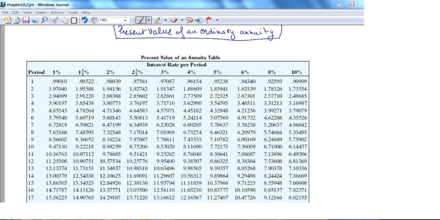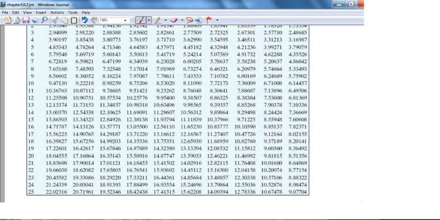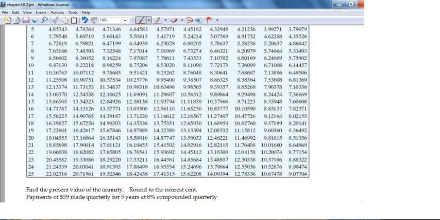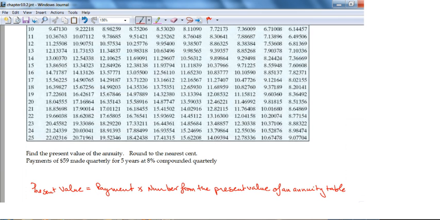And so let's see an example and see how we find the present value. This is the table that we need. So find the present value of an annuity, round to the nearest cent. So we assume that the payment we need is $59 made quarterly for 5 years at 8% compounded quarterly. So if that's the case, we know that present value is equal to the payment, which is 59, times the number from the present value of an annuity from the table.